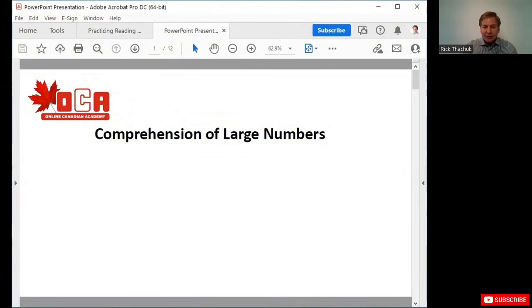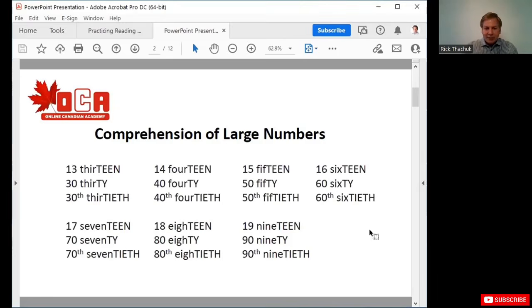Before I test your comprehension of large numbers, I just want to review a few numbers that give people a lot of difficulty in English. The number, for example, 13, 30, and 30th. So these two are cardinal numbers. This is the ordinal number. But you can see these three numbers, they all start the same way when being spelled. It's just the ending that is different. So for that reason, when we pronounce these numbers, we have to make sure that we get the ending correct.